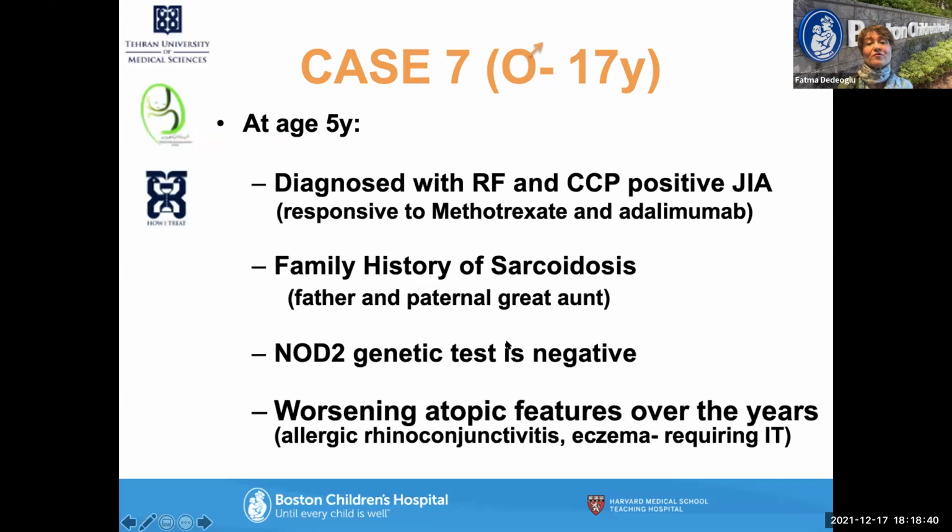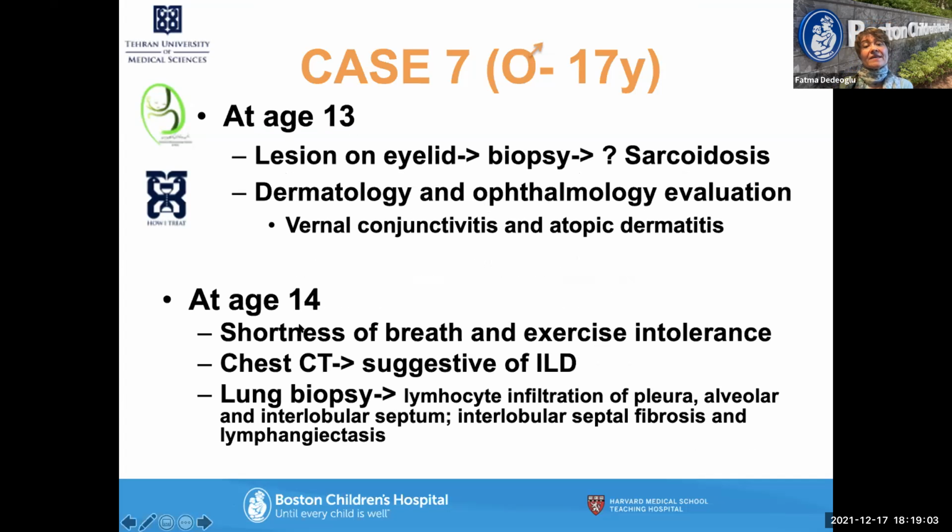Then he didn't come back for 5-6 years, and then he came back with the history that he was having worsening atopic features over the years, with really bad rhinoconjunctivitis, vernal eczema, and requiring immunotherapy. Then he developed a lesion on his eyelid, and a biopsy was done somewhere outside. And then they questioned, because there's family history, could this be sarcoidosis again?